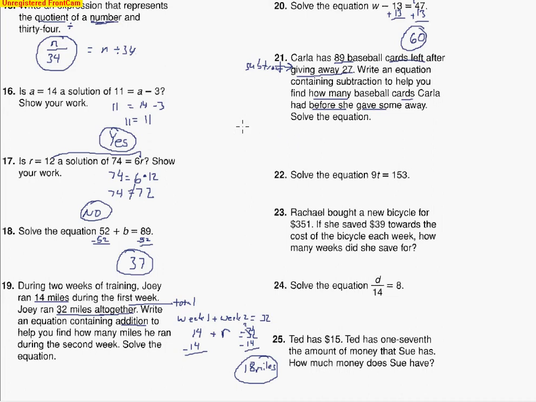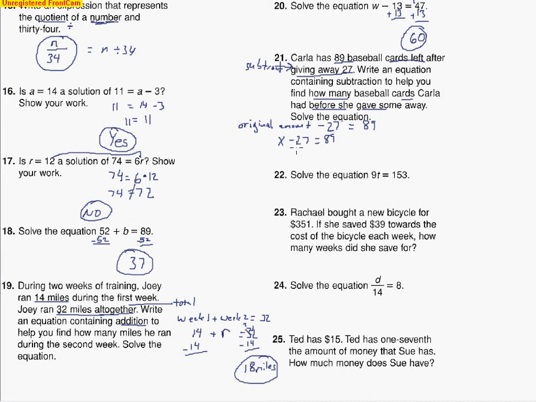So we've got the original amount of cards, and then she gave away 27, so it's a minus 27. So we had this original amount, and then she took 27 away from that amount, and the total left was 89. So for the original amount, we need a variable to represent that phrase, and I'm going to use x this time. x minus 27 equals 89.